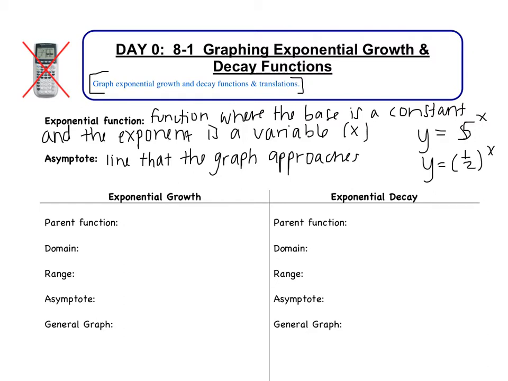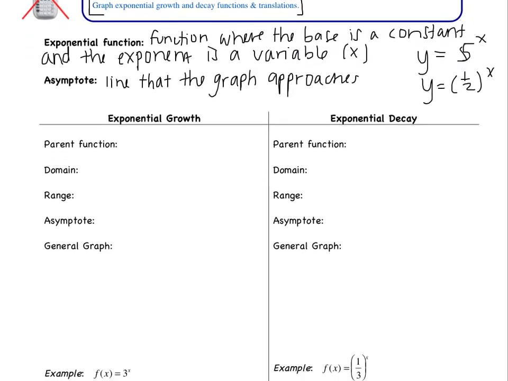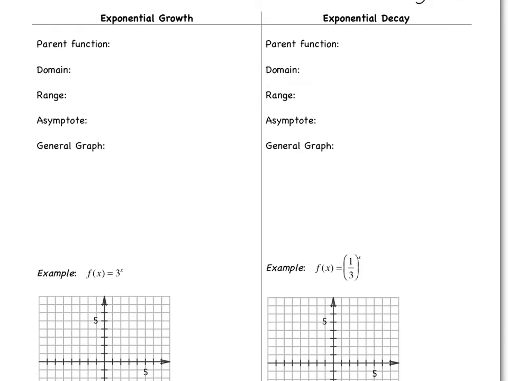So we're going to graph two different types of functions today. We're going to graph exponential growth and exponential decay. They have a lot of similarities. First, we're just going to talk about the parent function. The parent function is just the most basic type of exponential growth.